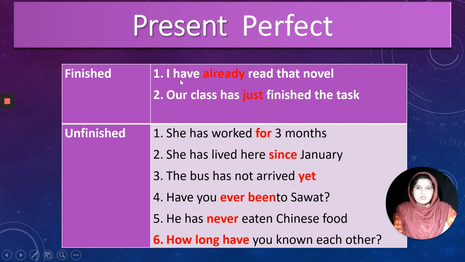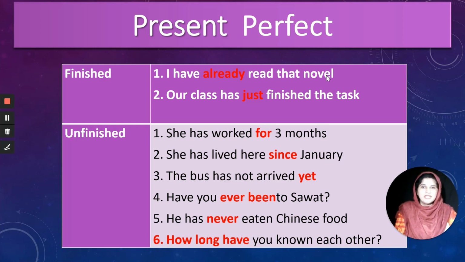Okay, so let's see some more example of present perfect with finished and unfinished tasks. First of all, we'll see the finished task, how present perfect is used for finished task. Number one, I have already read that novel. One of your friends brings a new novel and says that I have brought this novel for you to read, and you answer, I have already read that novel. It means that that task is already done. आपने already वो novel पढ़ लिया, right? So that's why you say it finished task.